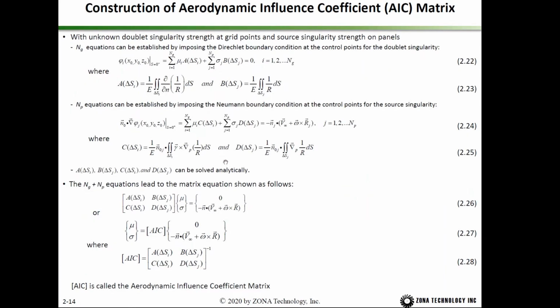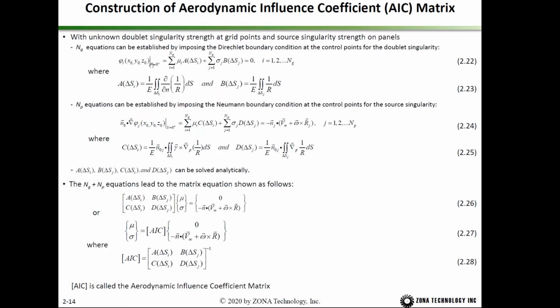And then we can construct the so-called aerodynamic influence coefficient matrix with the unknown doublet singularity strength at the grid points and the source singularity strength on the panels. If we have Ng grid points, we can establish Ng equations by imposing the Dirichlet boundary condition at the control point for the doublet singularity.